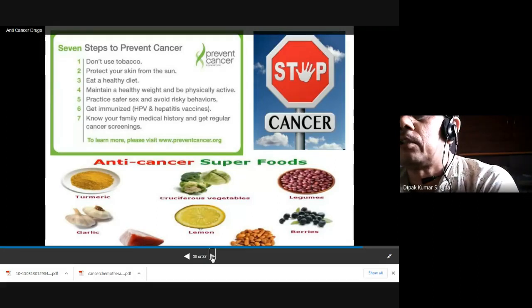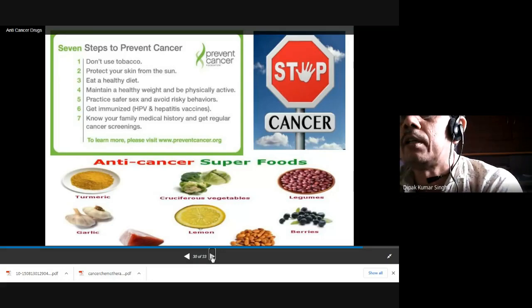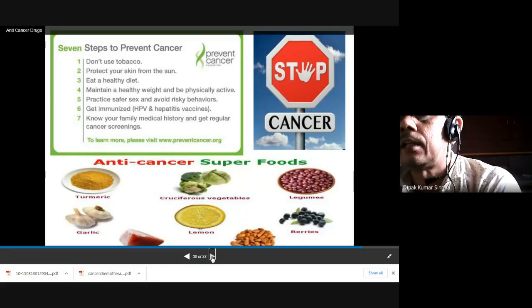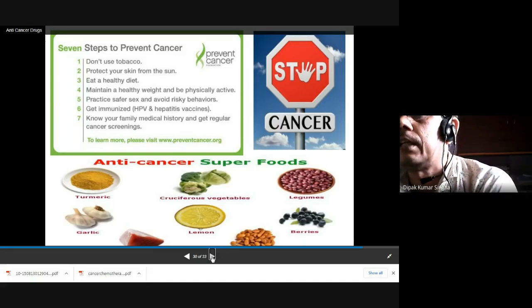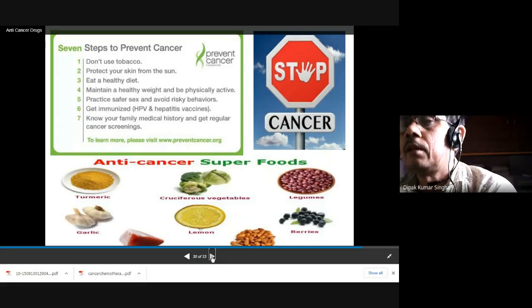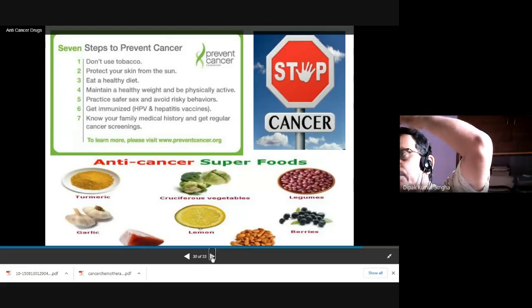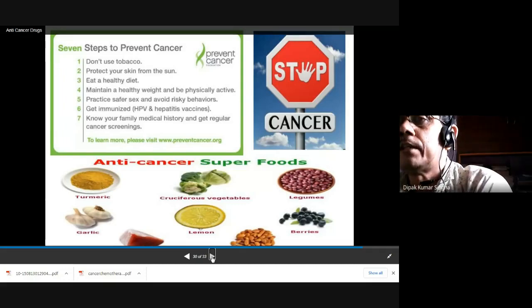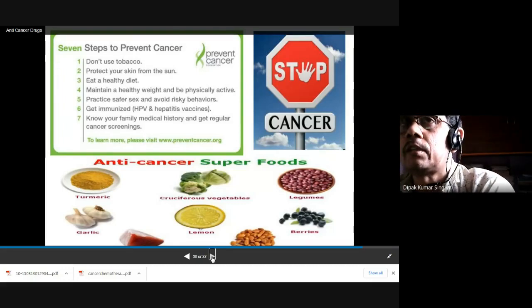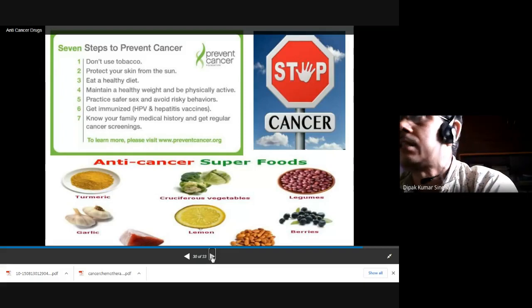As civilization advances, actually these problems increase, like cervical cancer and breast cancer due to this. And get immunized, like HPV and hepatitis B vaccine, because these vaccines act against different types of papilloma virus, adenovirus, which also cause cancer. So immunize yourself, or you can immunize against HIV, hepatitis B. There is less chance. Know your family medical history and get regular cancer screening also.